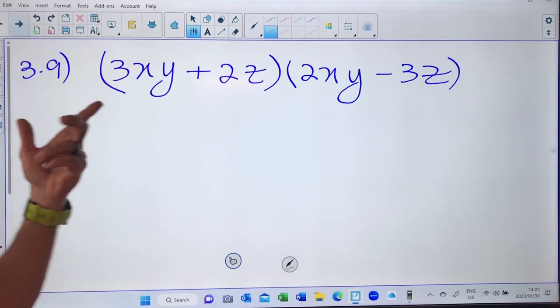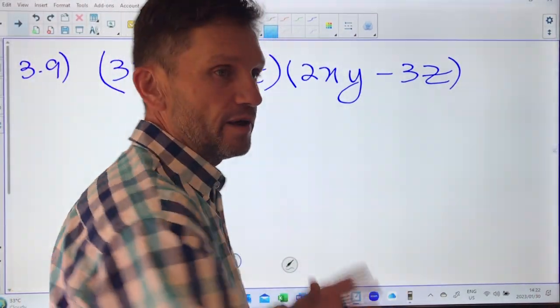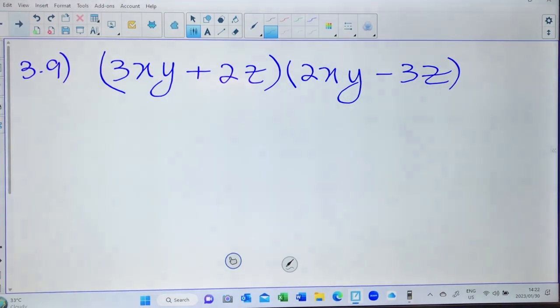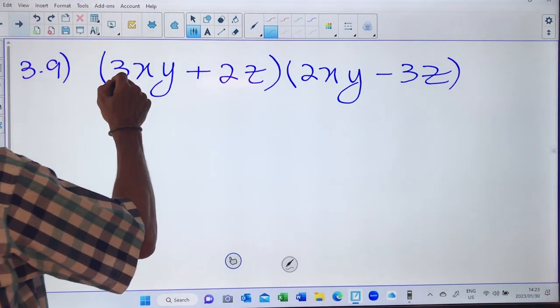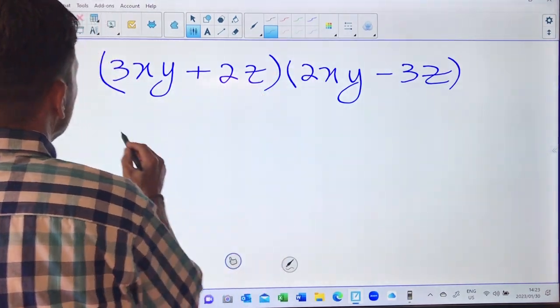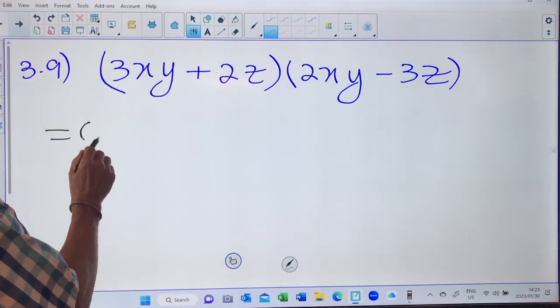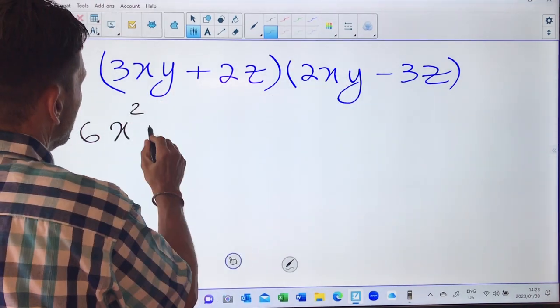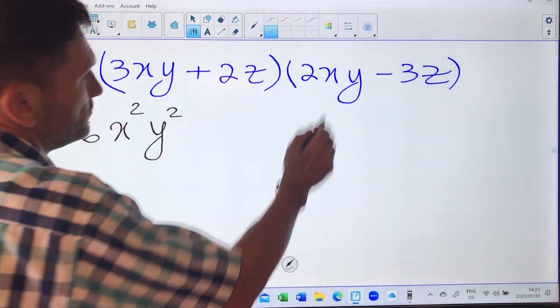Okay, then with this one, there was a bit of confusion when multiplying out these brackets. So make sure that you have this right. I'm multiplying 3xy by 6xy. So 3 times 3, 3 times 2 will give me 6. x times x, x squared, y times y, y squared. Now we're done with the first one there.